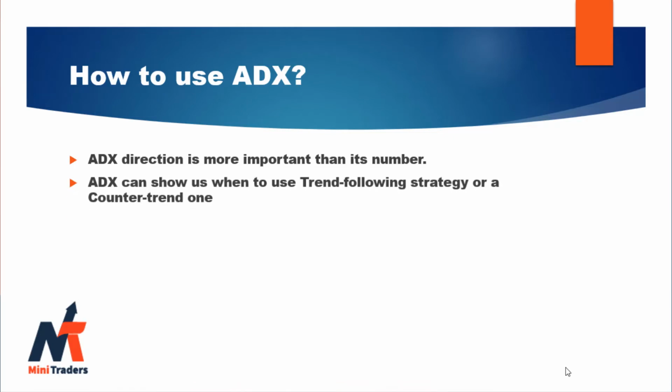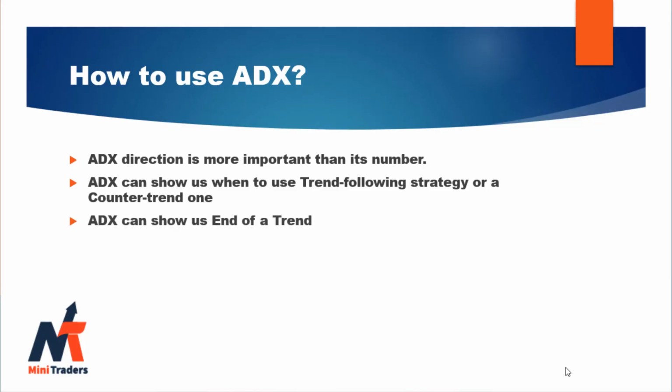ADX can show us when to use a trend following strategy or a counter-trend one. For example, when ADX is rising, maybe it's better not to use overbought and oversold indicator signals like RSI. Or when it's falling, we can ignore moving average crossovers. We can also use ADX to optimize our exit point.